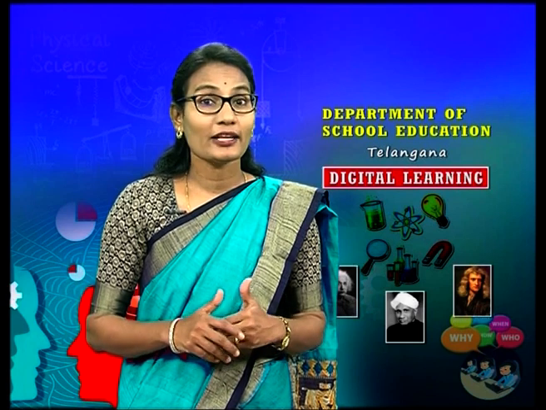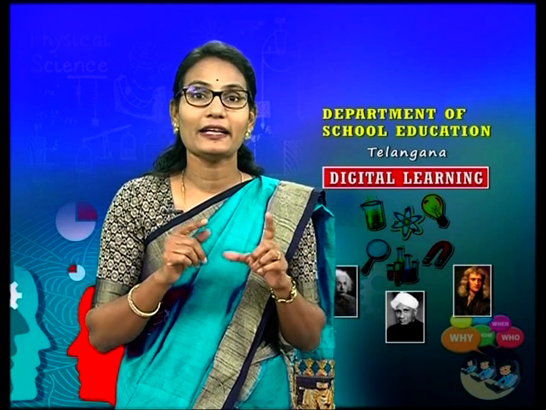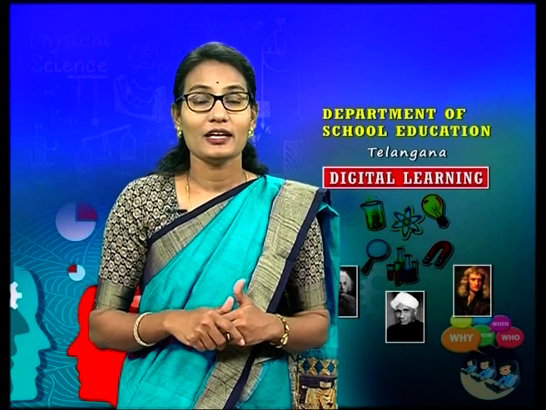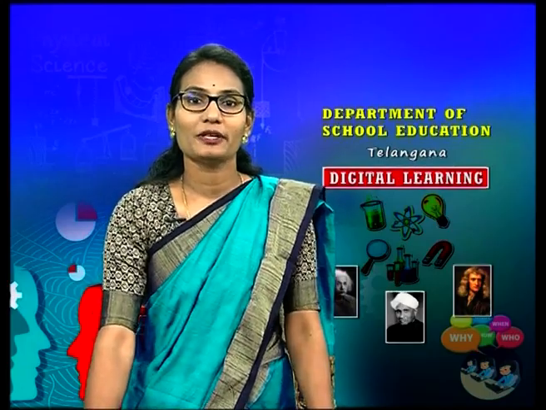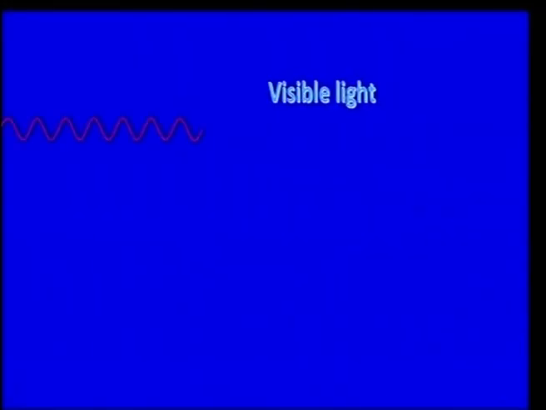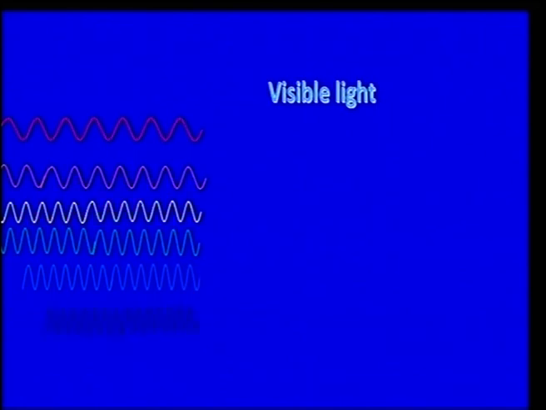Children, what is this visible light? It is an electromagnetic wave which we can see with our eye. So that's why it is known as visible light. In this visible light, what wavelengths exist? Let's take a look at this picture. Visible light: in this we have red wavelengths, orange wave, yellow light wave, green, blue light wave, and indigo light wave, and violet.